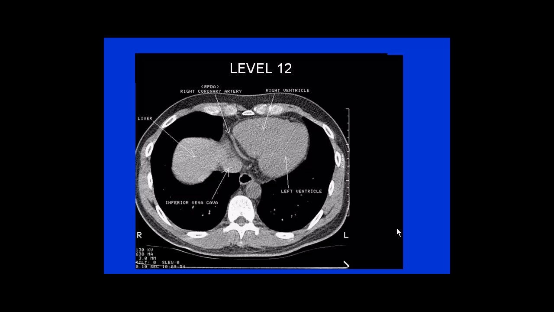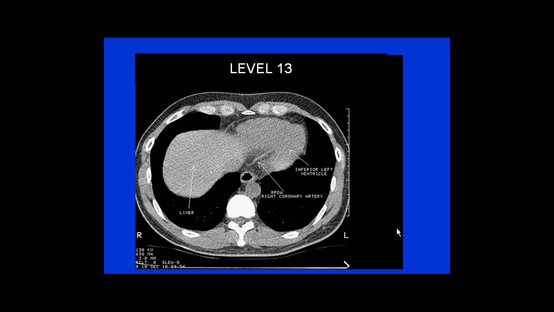Next level down, we see the distal portion of the right coronary artery, and at the same anatomic level we begin to see a portion of the right hemidiaphragm, or perhaps a portion of the liver, and the inferior vena cava. Last level down, we also see now the liver quite clearly, and we see a portion of the right coronary artery in the right posterior descending groove.